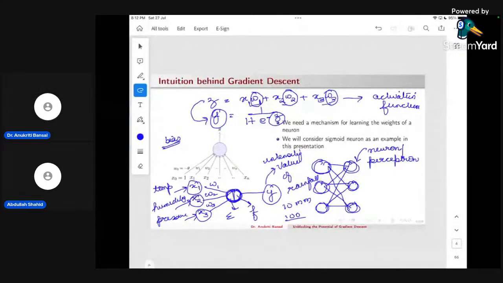Okay, and in this presentation I will consider the sigmoid activation function. There are other activation functions as well, like ReLU, leaky ReLU, but we will not consider that. So this is the whole thing that we want to learn these weights.